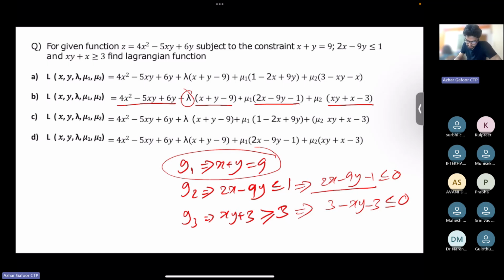Sorry, which is the correct answer? Actually, no answer is correct, I think. This has to be 3 minus xy minus x. Sorry for the typo. I will correct the solution and send it. Sorry for the mistake. So the correct answer has to be 3 minus xy minus x.